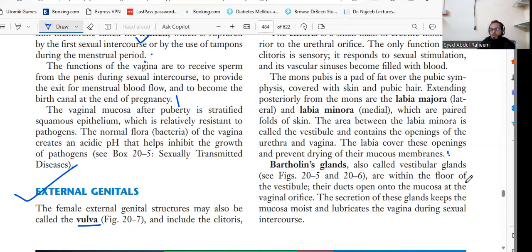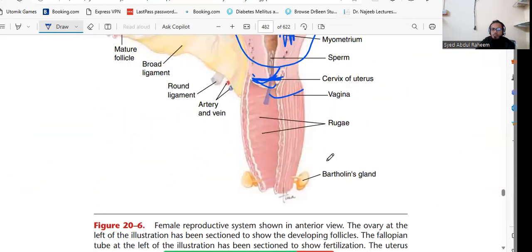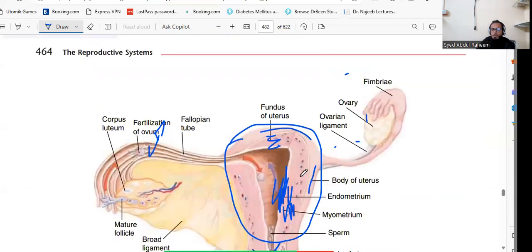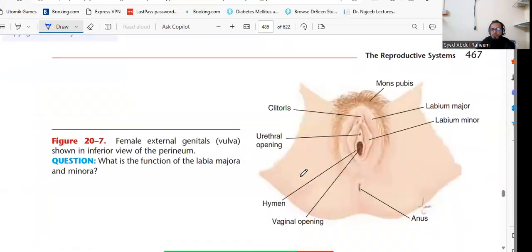Bartholin's glands, also called vestibular glands, are within the floor of the vestibule. The ducts open into the mucosa at the vaginal orifice. The secretions of the glands keep the mucosa moist and lubricate during sexual intercourse. So these are the functions of the other external organs. Here we have the Bartholin glands, which release mucus. And you can see we have the mons pubis, clitoris, hymen. Everything is there.